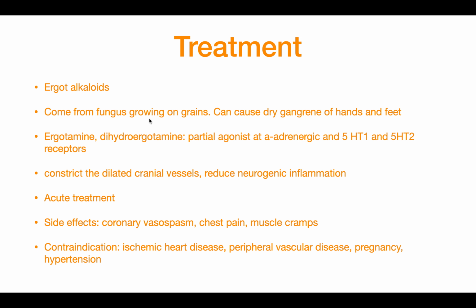So we want to give ergot alkaloids, and that can cause dry gangrene of the hands and feet, but once we make it synthetically, ergotamine and dihydroergotamine are partial agonists at the alpha adrenergic and 5-HT1 and 5-HT2 receptors. So they constrict the dilated vessels and reduce the inflammation. So this is an acute treatment.